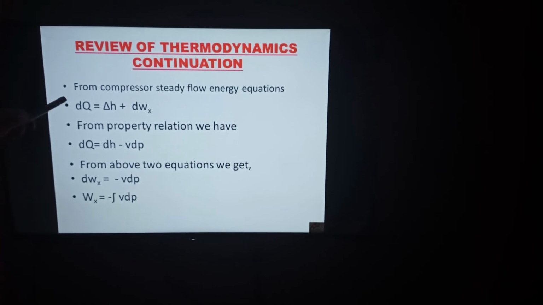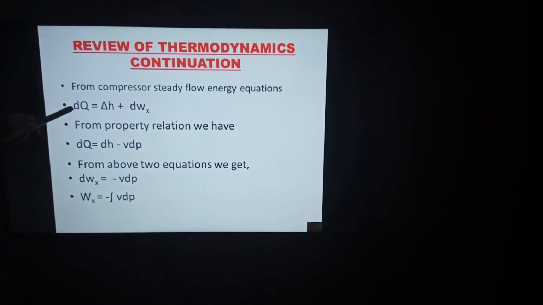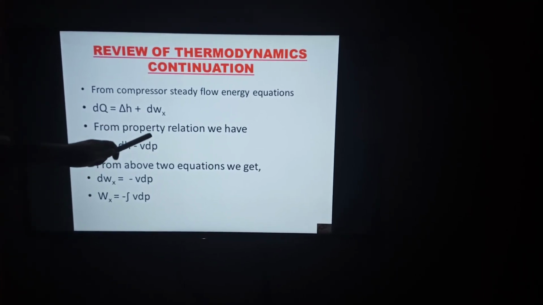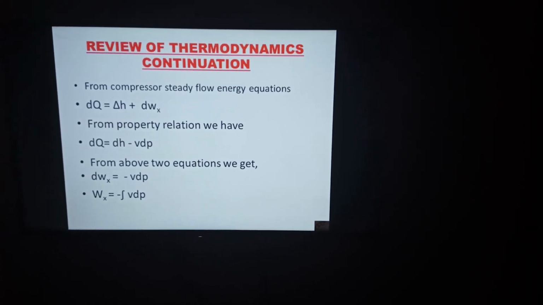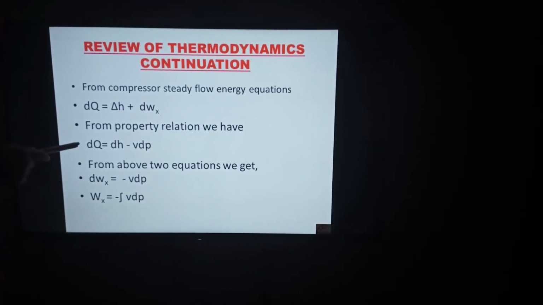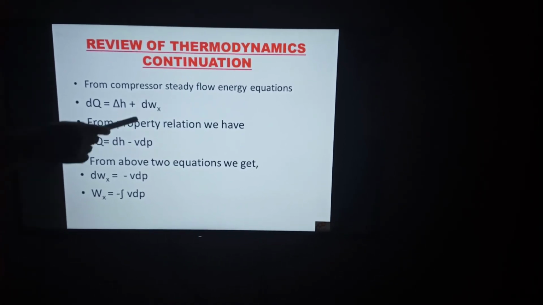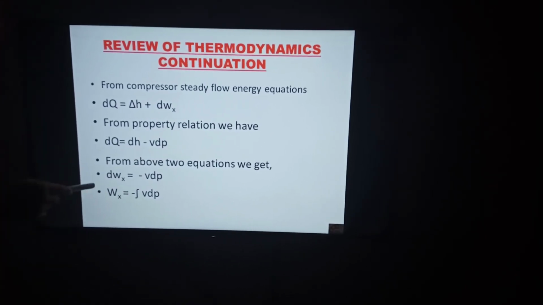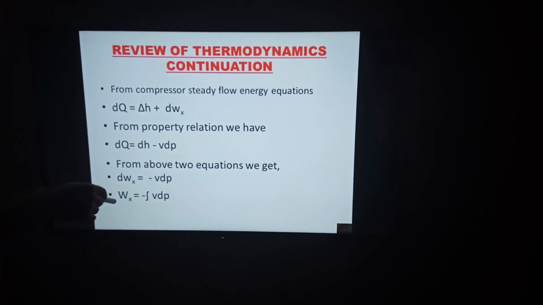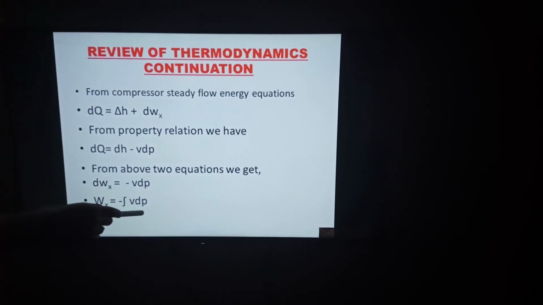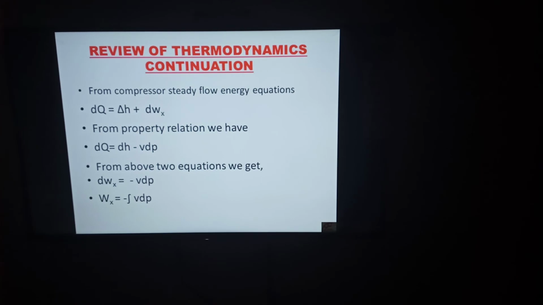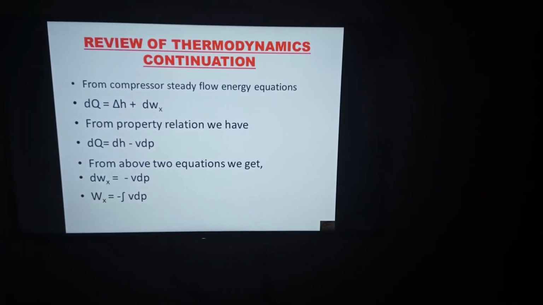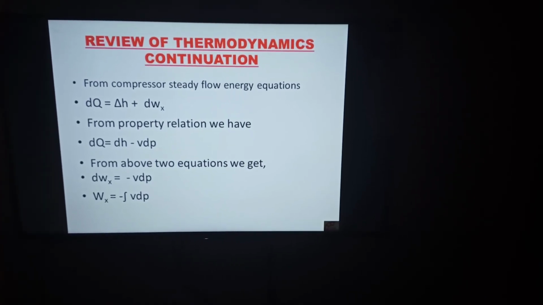So what do these two represent? This is for an open system, this is for a closed system. So what does this represent? This represents the same thing for work. So comparing these two equations, we get the formula dWx is equal to minus VdP. So from this equation we get Wx as minus integral VdP. This is the formula which we are using for calculating the work for a reciprocating air compressor.